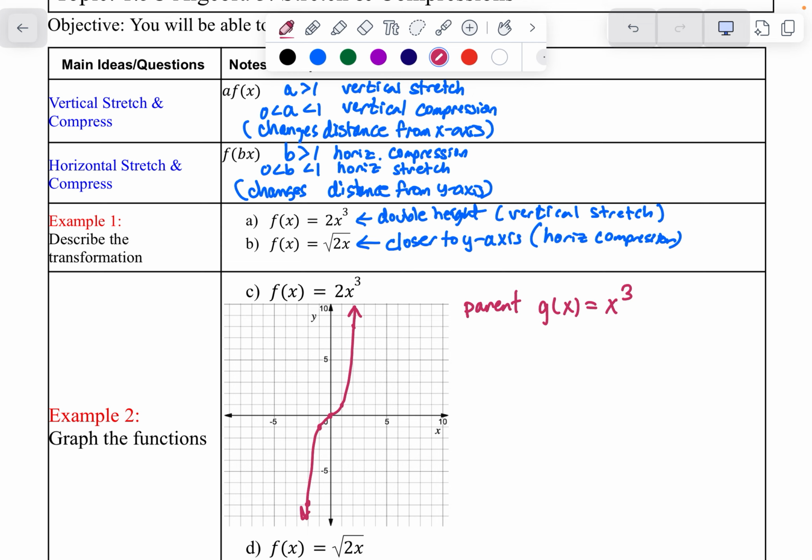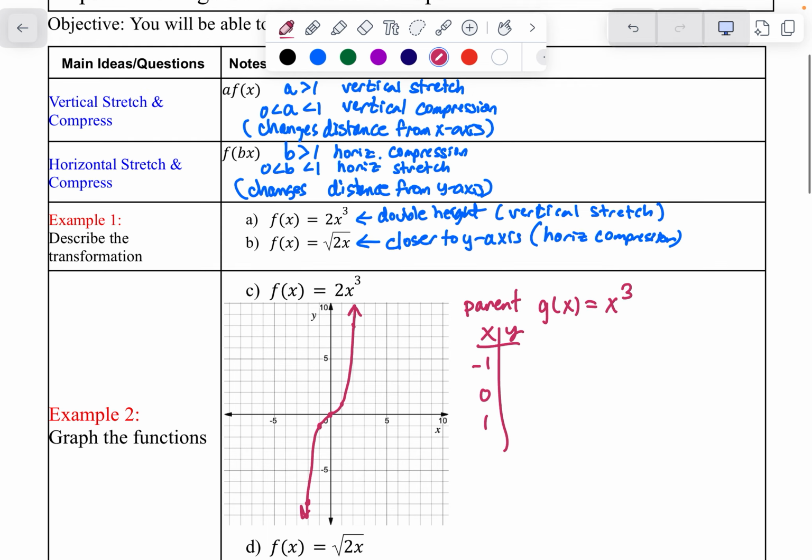Now, this function has not moved left or right at all. So for f of x, I would suggest plugging in those 3 good points, -1, 0, and 1. And we should expect that the height is doubled, that it is stretched upward. So remember, we said that it was a vertical stretch, an upward stretch. If you plug in -1, you get 2 times -1 cubed, or -2.